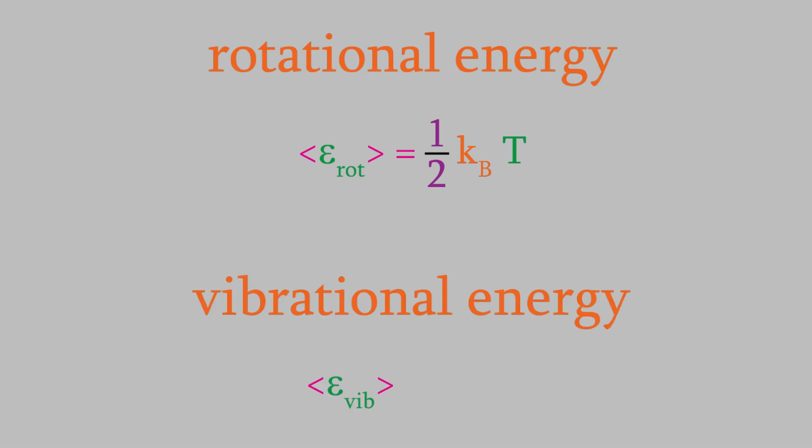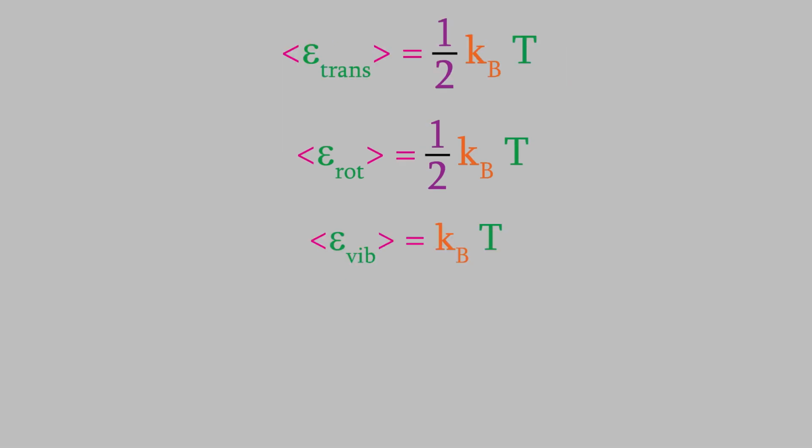What about vibrational energy? Each vibration contributes twice as much energy to the molecule as a rotation does. So each vibration contributes kB times T. So now we know how much energy each translation, rotation, and vibration contributes to the molecule.